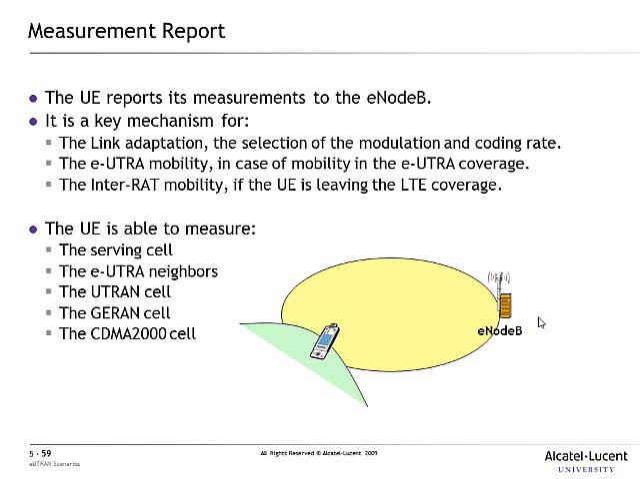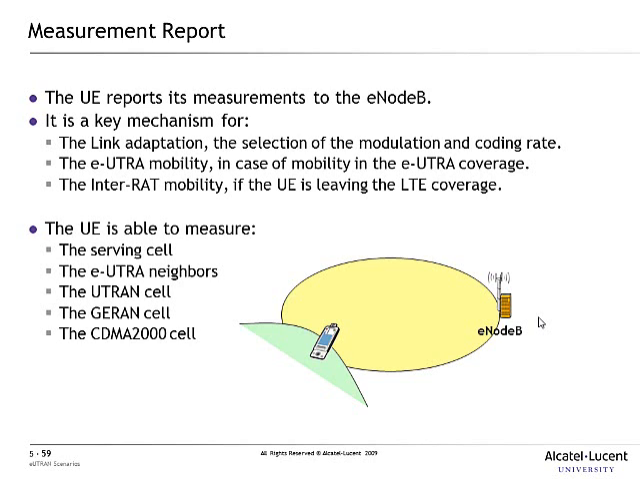So the UE reports its measurements to the eNode B, and these measurements are used for link adaptation, to determine what modulation and coding scheme should be used for the downlink transmission. They're also used for mobility related issues. We saw earlier that we not only report our serving cell signal strength, but we also report our neighbor signal strength, because when we have to do a handover, we need that information for inter-cell mobility.